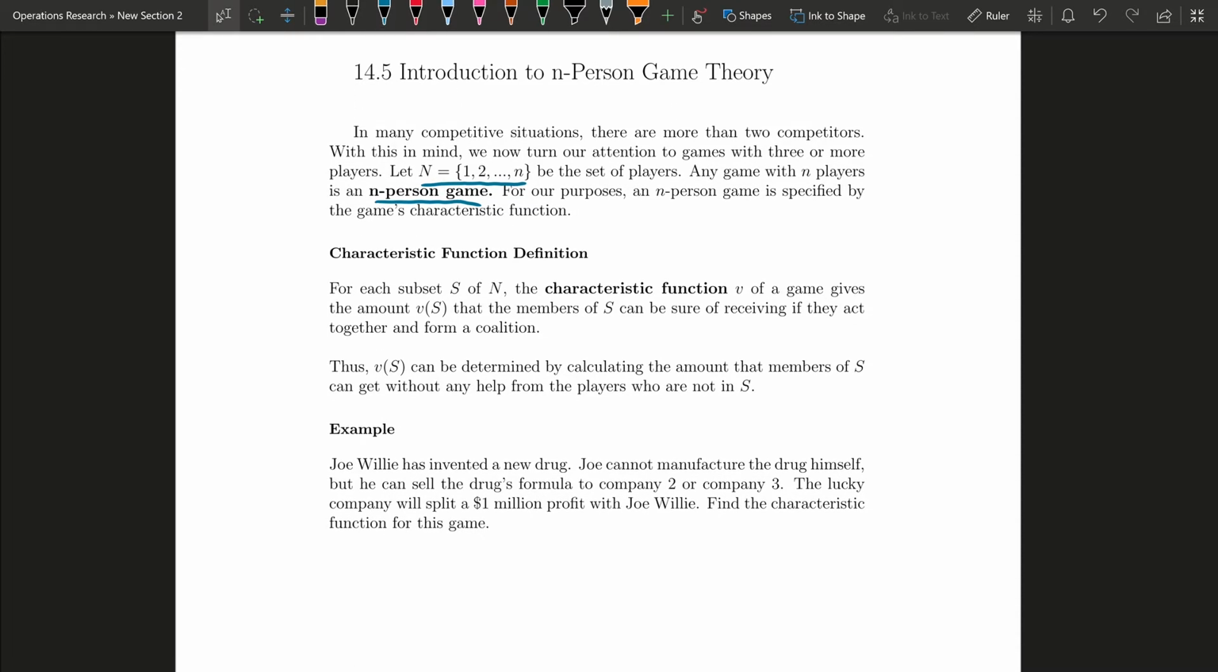So what we have is, for each subset S of N, the characteristic function v of a game is going to give the amount v of S that the members of S can be sure of receiving if they form a coalition and work together. So S here is going to be any combination of players out of our total set N that are playing the game. And v of S is going to be the guaranteed reward from teaming.